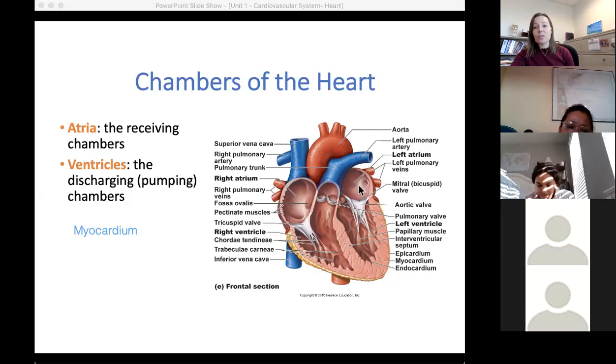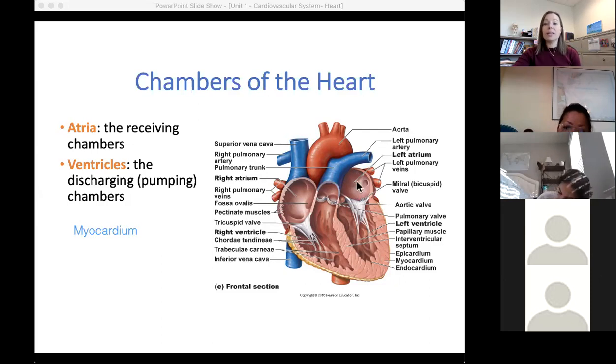Then we have on the other side the left atrium. That's in the upper left, and it receives, now I say OB, OB stands for oxygenated blood. So that side of the heart receives oxygenated blood from the lungs.